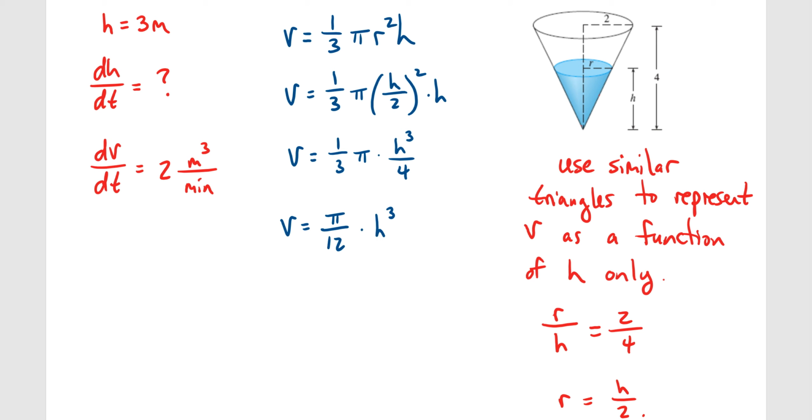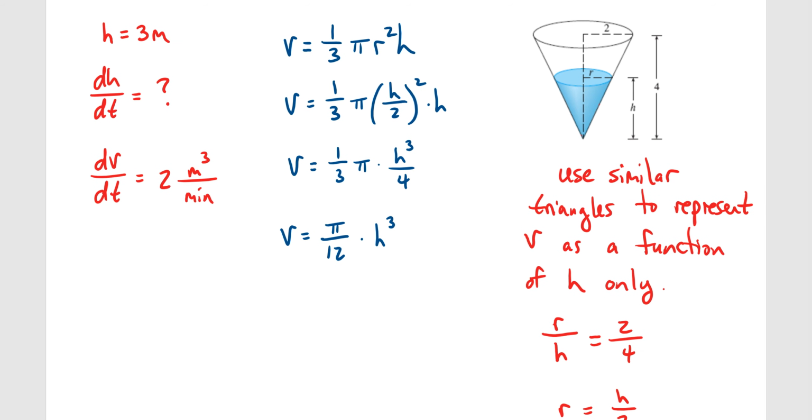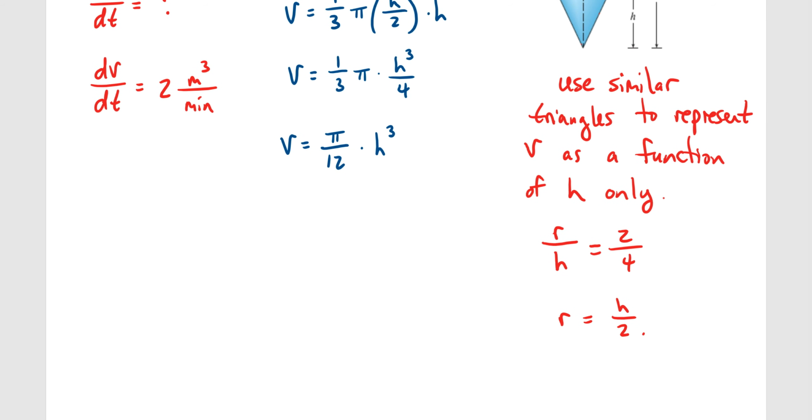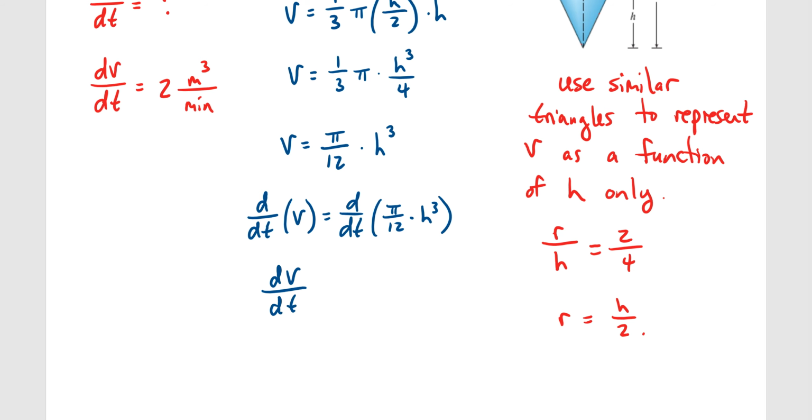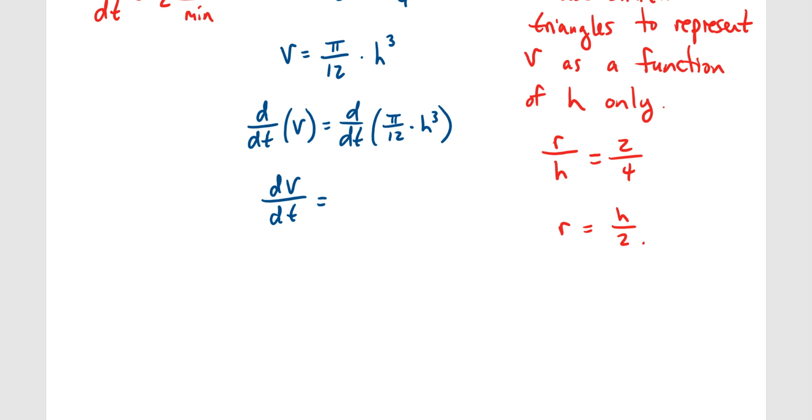So all of that work just to get the function set up so it looks like this. And now we can go ahead and differentiate both sides with respect to t. So it's d/dt of V equals d/dt of pi over 12 times H cubed. The left side, as usual, dV/dt. And now the right side, what we're going to be doing is recognizing that pi over 12 is a constant. So we're just doing the derivative of H cubed, which is going to be chain rule with power rule. So that's going to be pi over 12 times 3H squared times dH/dt.